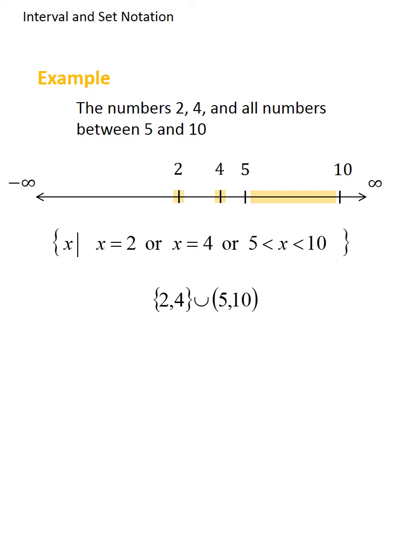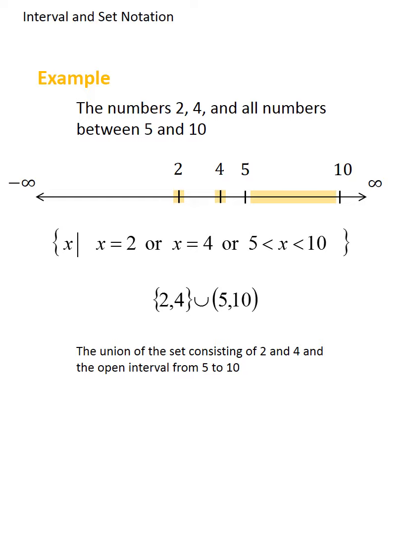In interval notation, we use braces around the 2 and the 4. Braces around a set are just a way of representing a collection. Notice the comma between the 2 and the 4. That does not mean through, because braces do not make an interval or interval notation. So we're simply joining the numbers 2 and 4 themselves with the open interval from 5 through 10. I would pronounce it the union of the set consisting of 2 and 4 and the open interval from 5 to 10.